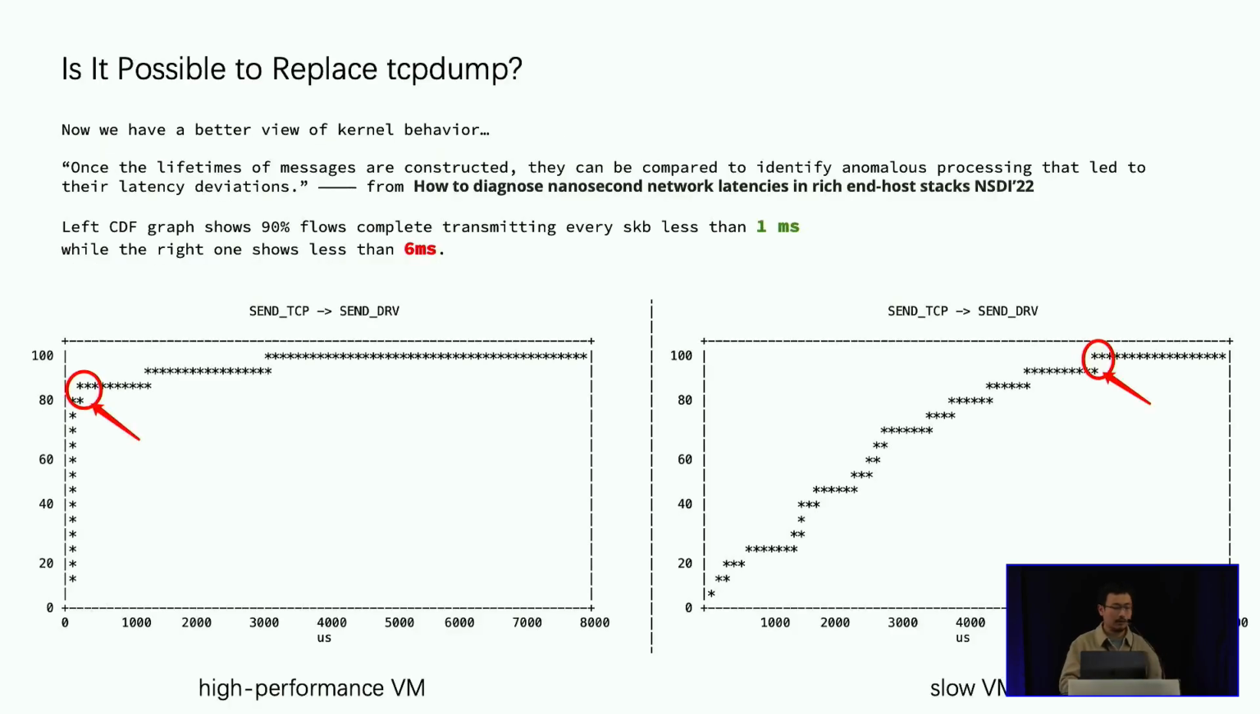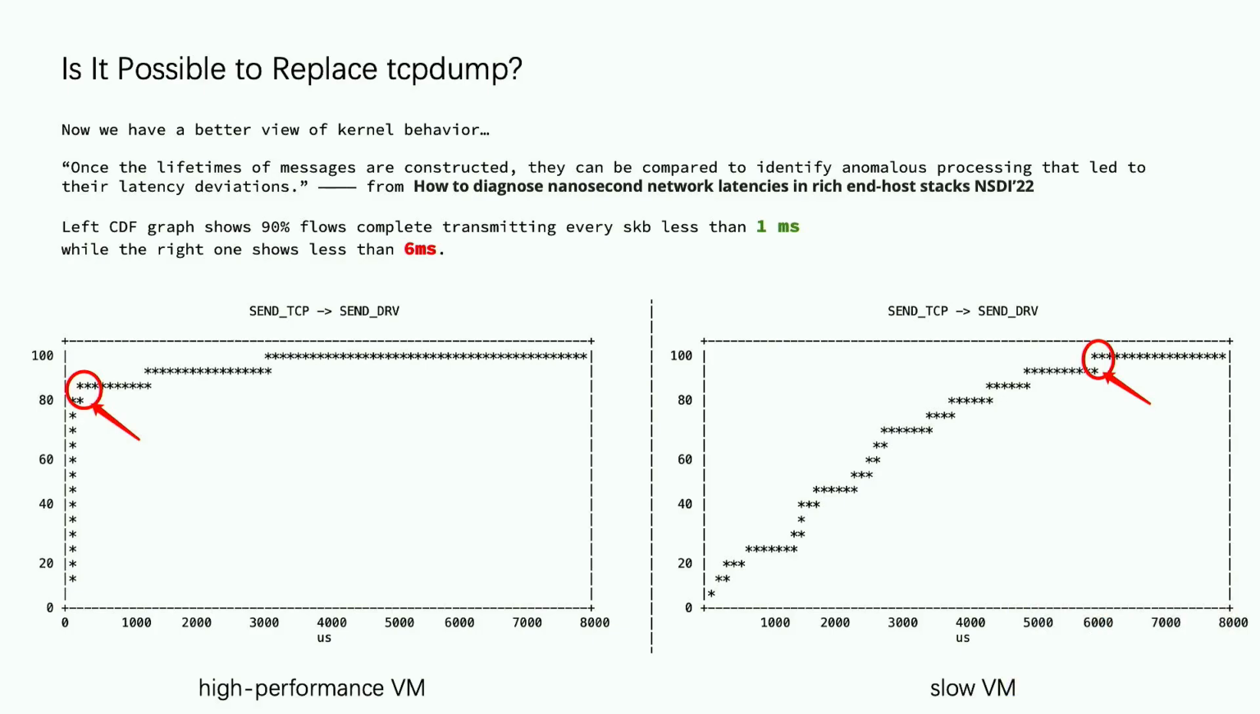And the second one is, is it possible to replace tcpdump in the future? Because we have much more valuable information than tcpdump has. tcpdump only records the timestamp when the SKB is about to be sent to the driver. So we have that timestamp as well, and we have more timestamps than tcpdump. So can we do it?